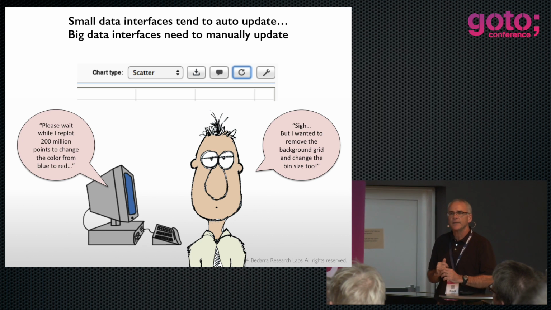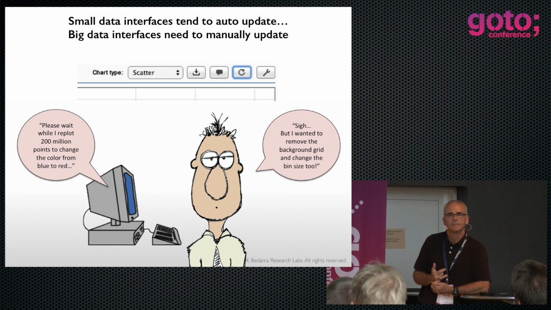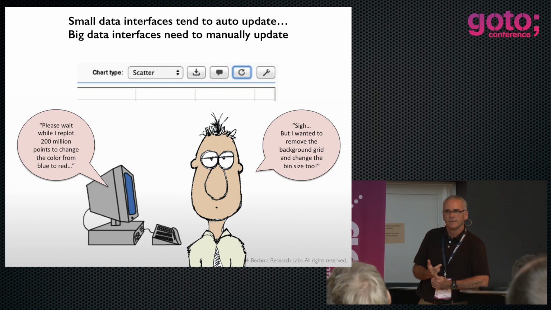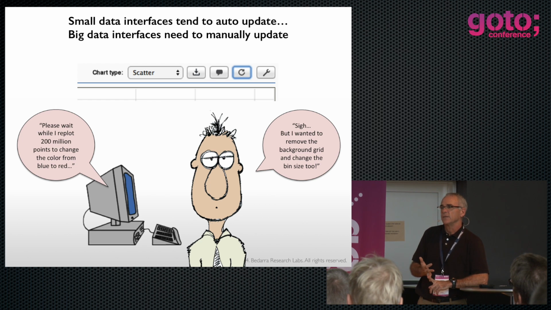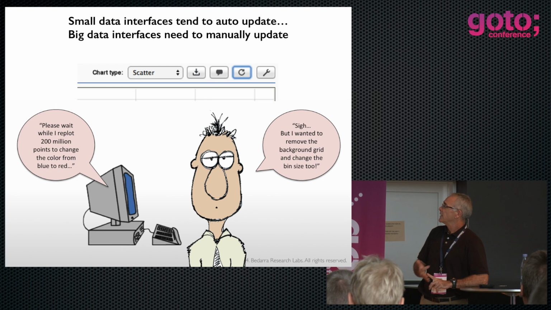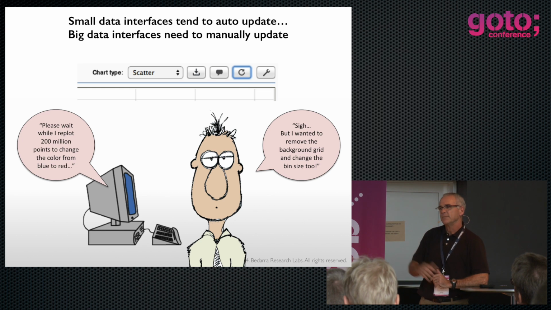The other thing is small data interfaces tend to update automatically. Every time you do anything, they update. That turns out to be a really bad idea in big data interfaces. So imagine you want to change the color, the size, the granularity of your bins, and say, remove the background. If each one of those operations is auto-updated, and it takes you 7 seconds to re-render the image, that's 21 seconds rather than 7 seconds. And so it changes the way you actually think about all the auto magic that people automatically do in a small data interface.